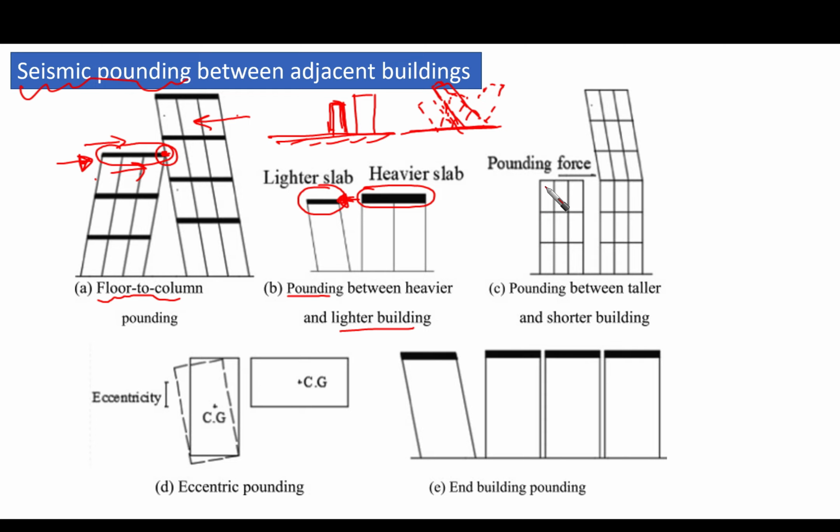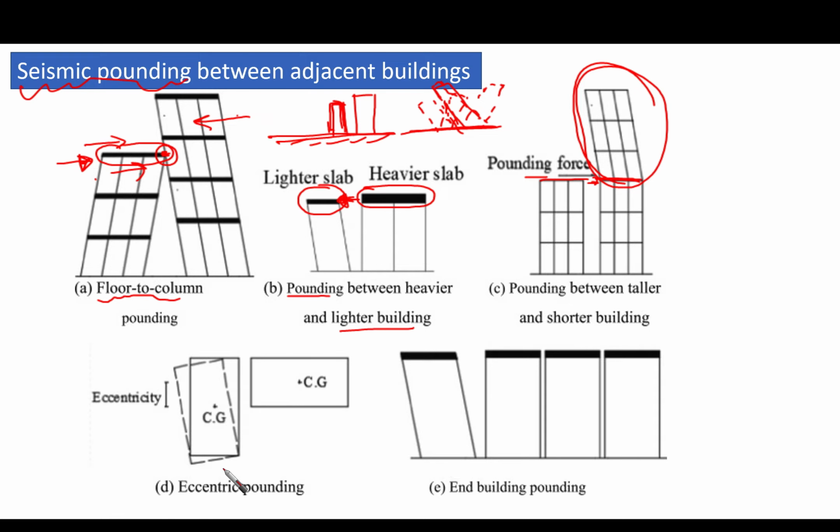Also, another case of pounding is what we call pounding between taller and shorter buildings, as you can see. The pounding force is going to be at this place here, almost halfway up the height of the taller building, which might happen. In this case, a kind of mechanism might take place at this level.